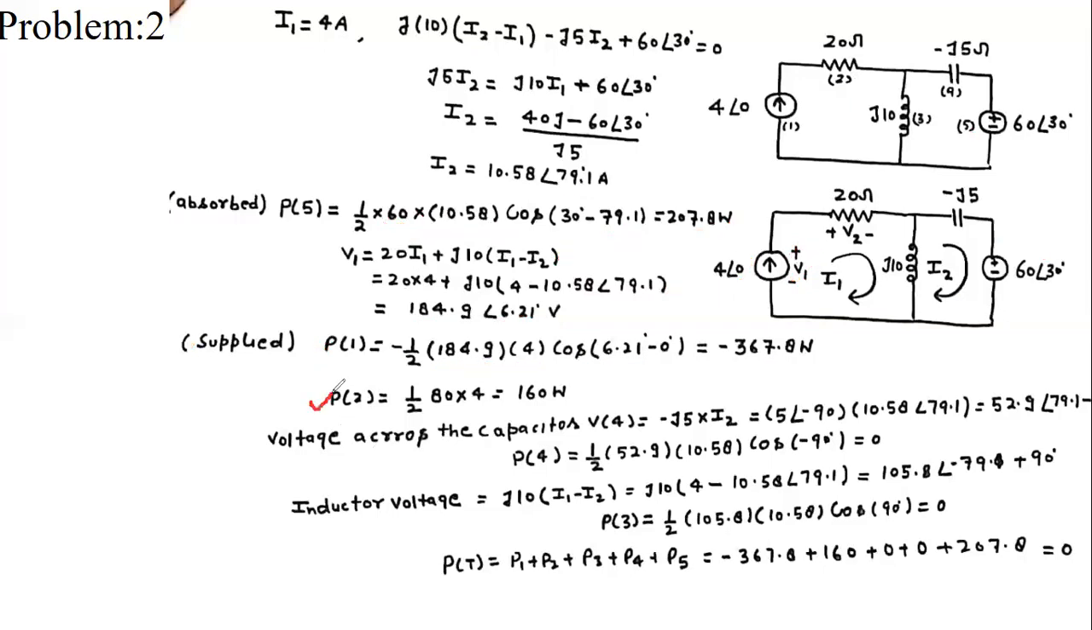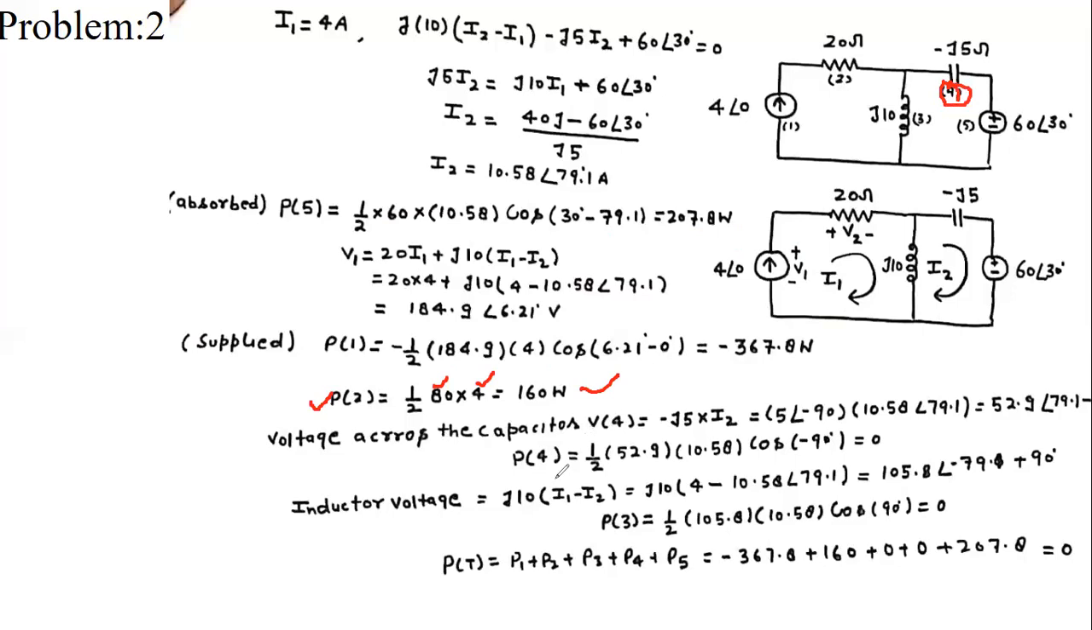So this power P2 is equivalent to half Vm into Im. The voltage across the resistance is 80 and the current is 4 ampere, so the total value is 160 watt. Now we are interested in this, my fourth element. So now we are going to find the power across this 4 ohm.